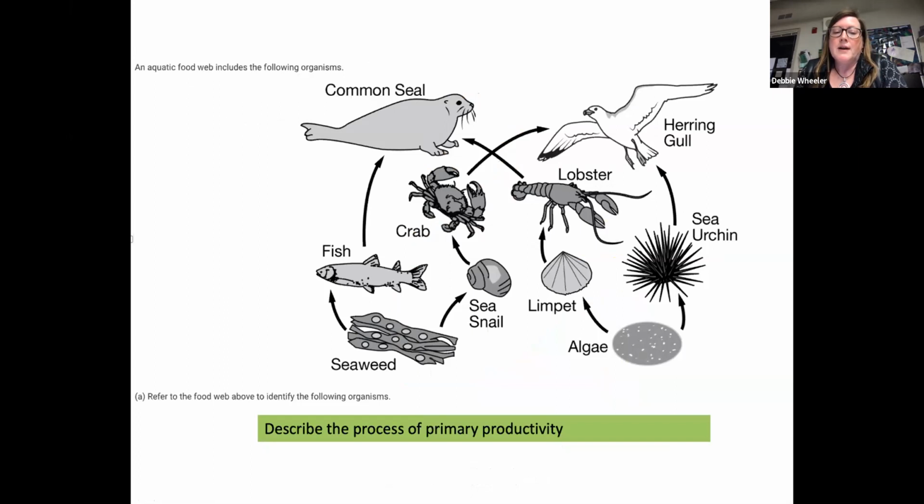All right, so based on that last slide we just reviewed, describe the process of primary productivity. And feel free to type this in the chat. Describe the process of primary productivity. You can be brief. Doesn't have to be accurate, because we're not taking the test yet.